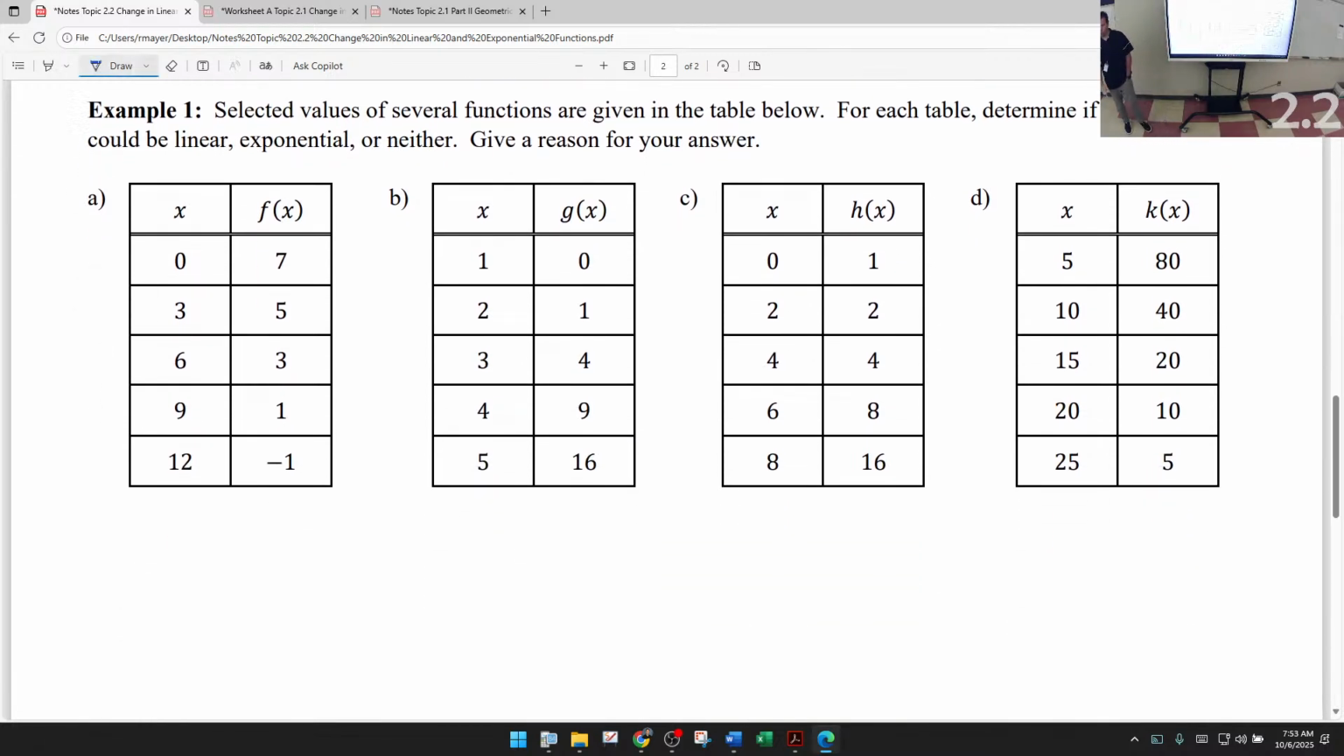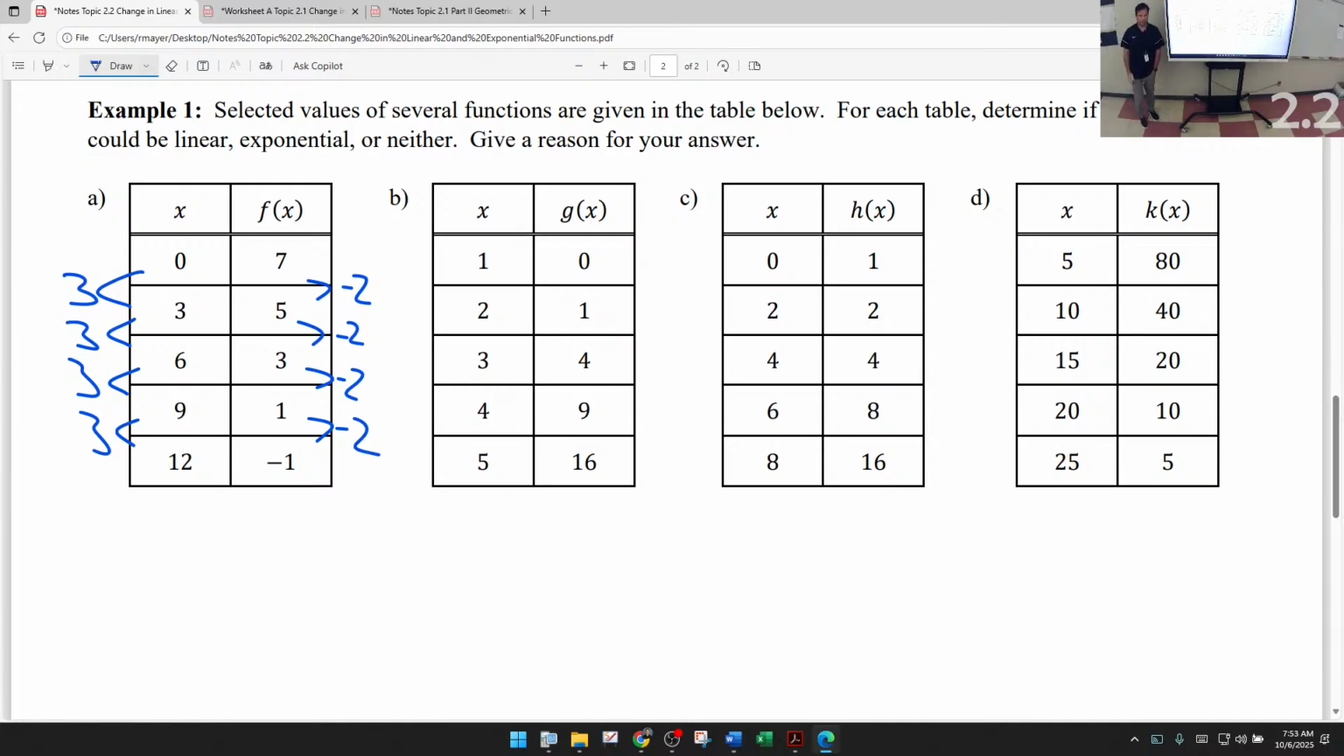Example number uno. Selected values of the input functions are given in the table below. So we got an A and a B and a C and a D. For each table, determine if the function could be linear, exponential, or neither, and give a reason. Always check to make sure those differences are constant. Negative 2, negative 2, negative 2, negative 2.